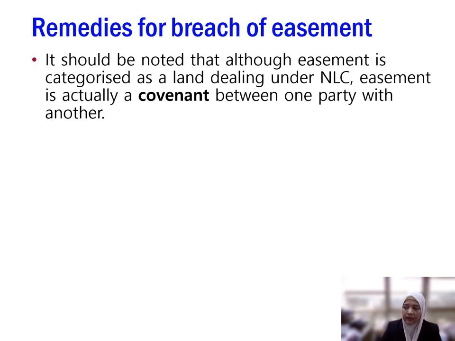Sekiranya suddenly the servient land refuses to grant the right of way, or the servient land builds, kan just now the right of light, preventing the servient land from building high up. Now the servient land breaches the easement, what happens?